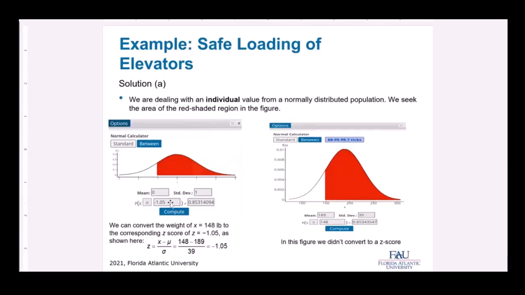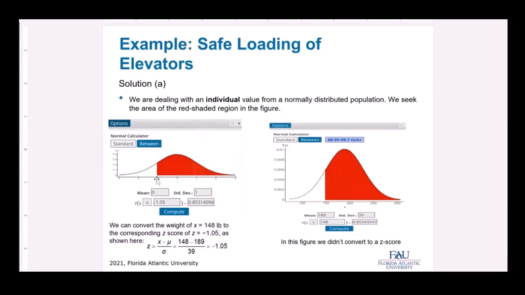And this is the value that we get if we convert to a z number first. Here, I didn't convert to a z number first. I just said the mean was 189, the standard deviation is 39, and I want to know what the probability is that these men weigh 148 pounds or more. And we get pretty much the same answer. If I would have taken this z number out to a few more places, they would have been exact.